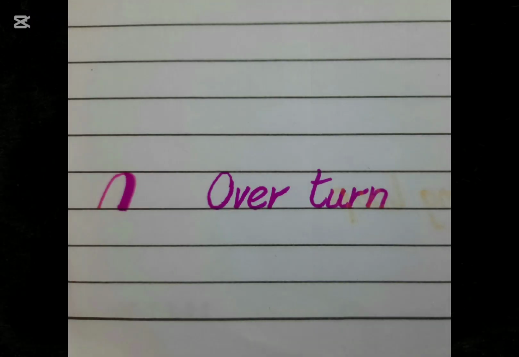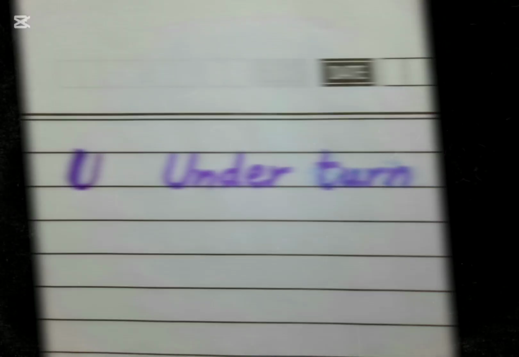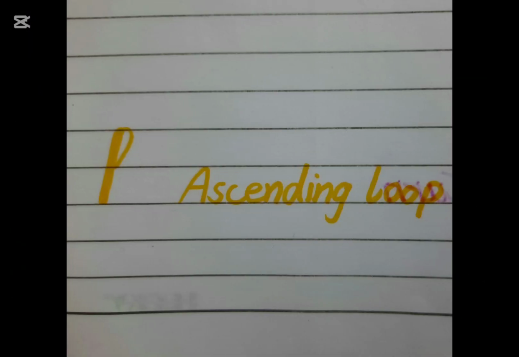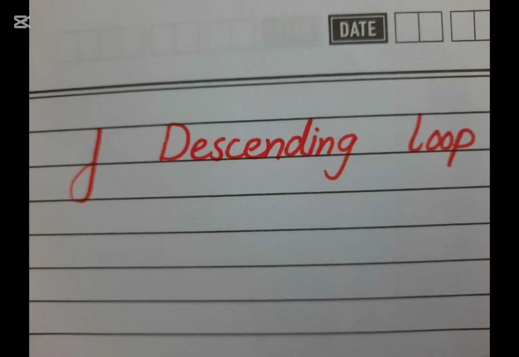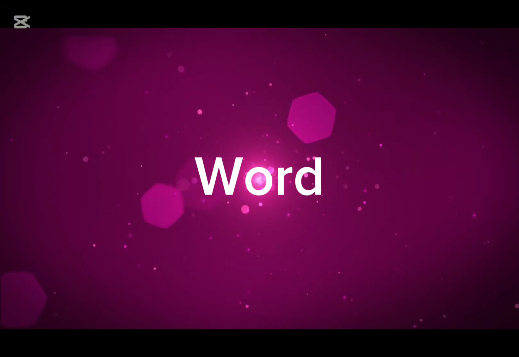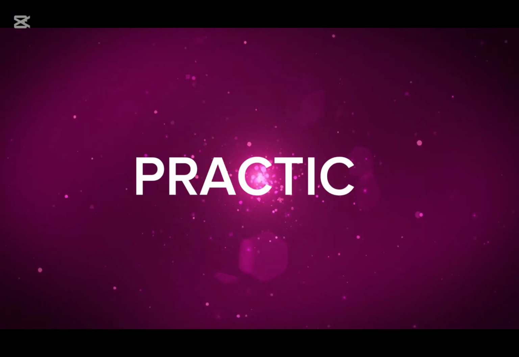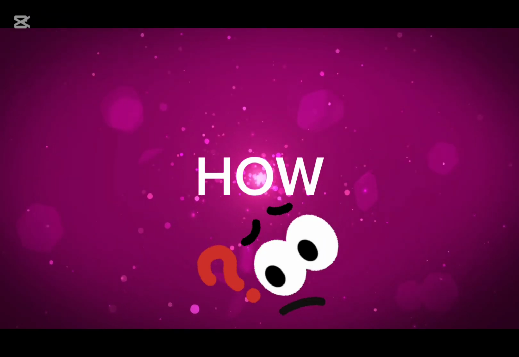Upstroke, downstroke, overturn, underturn, oval, compound curve, ascending loop, and descending loop. To write a word in modern calligraphy, you need to practice these strokes at your angle. How to practice? That you'll find out in the next video.